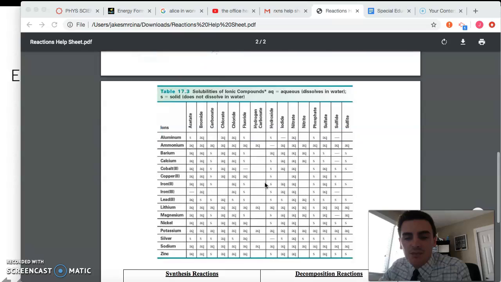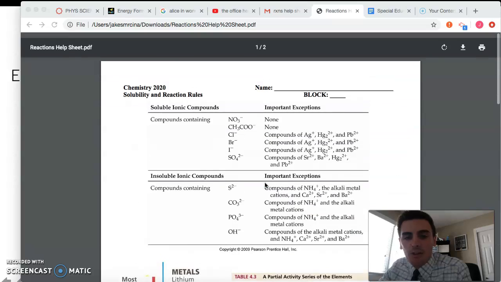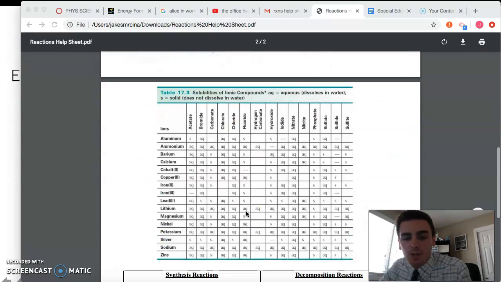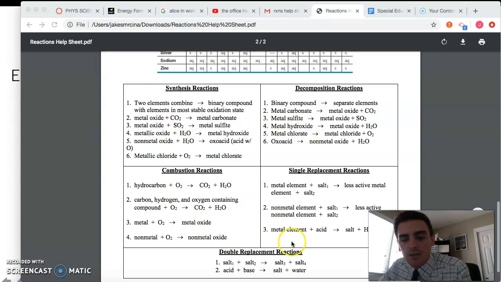But for your synthesis and decomposition, on the back side of your reactions help sheet, you'll notice there's 5 boxes for our 5 different types of reactions. If you have a synthesis reaction or a decomposition reaction that you're stuck on and don't know how to decompose or to make something new, this will be your guide.